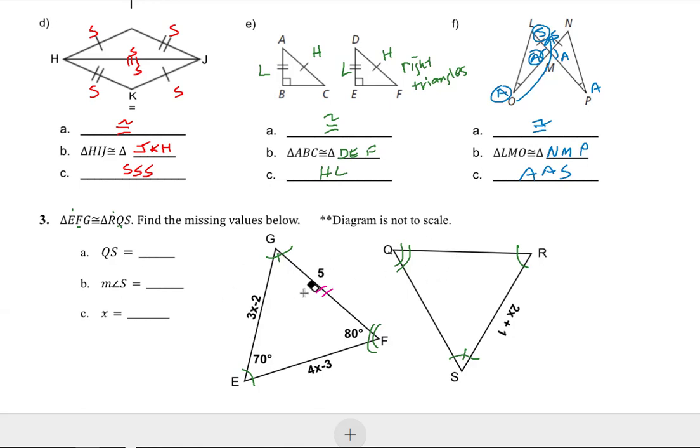So we end up with 2x plus 1 matches with 3x minus 2. Let's finish putting the matching sides in. So EF goes with QR, QS goes with 5, and RS goes with GE. So we can say 2x plus 1 is equal to 3x minus 2, and simplify, and we get x is equal to 3, I believe. We get x is equal to 3.